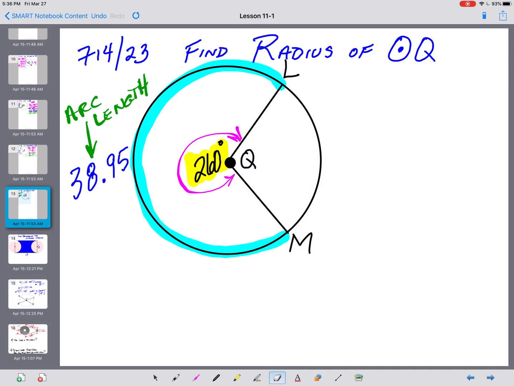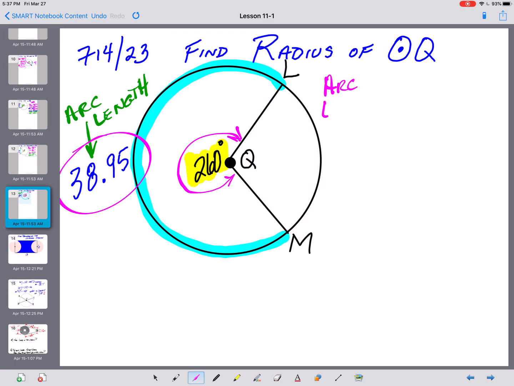Now, we want to find the radius. Here's what we're going to have to do. We did one of these in the notes. Find the circumference first. Then go ahead and find the radius. We'll set it up to find the circumference first. Okay, let's do that. What am I going to use? Well, they gave me arc length, so that's the formula I'm going to use.